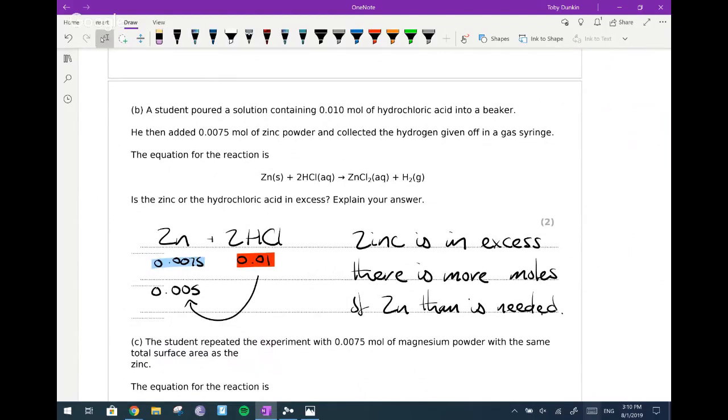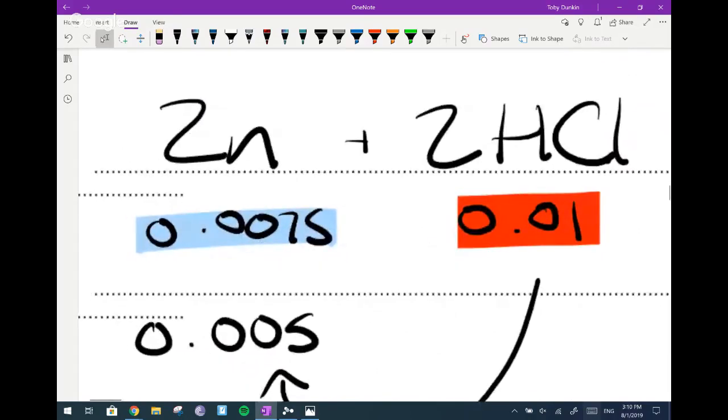Next, a student poured the solution containing 0.01 moles of hydrochloric acid into the beaker and then added 0.0075 moles of zinc. Hydrogen was collected. Is the zinc or hydrochloric acid in excess? Explain your answer. Right, this is the excess calculations, this excess reagent.